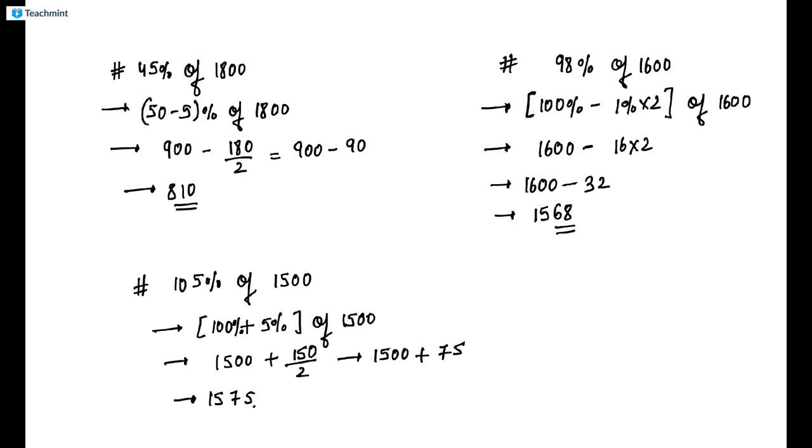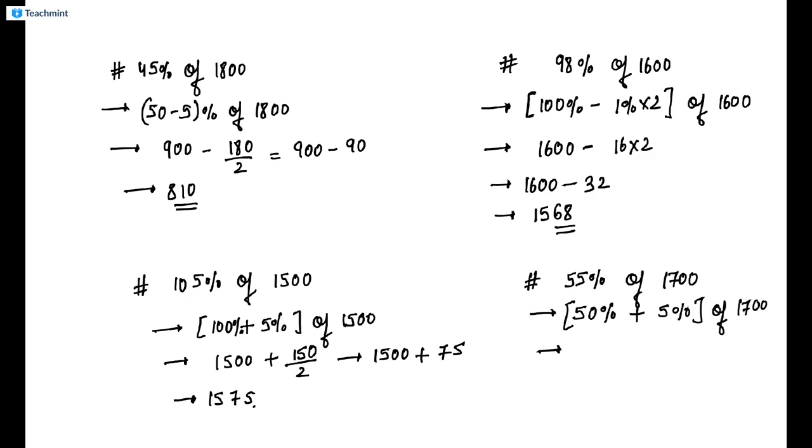One more question. 55 percentage of 1700. It will be 50 percentage plus 5 percentage of 1700. So what will be the 50 percentage? 50 percentage will be half of 100%. So what will half of 1700 be? Do 1700 by 2. It will be 850.